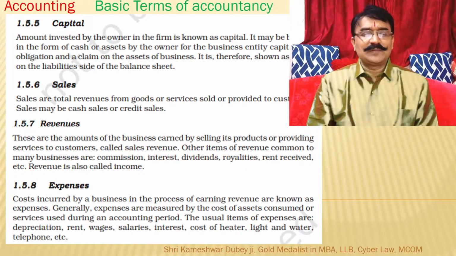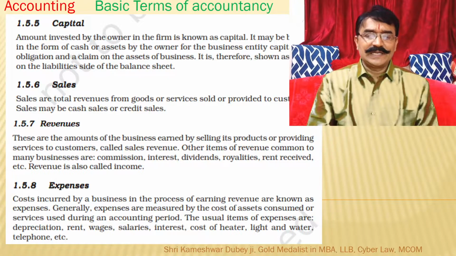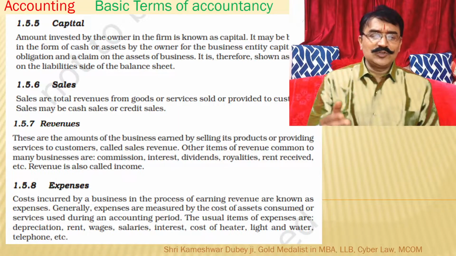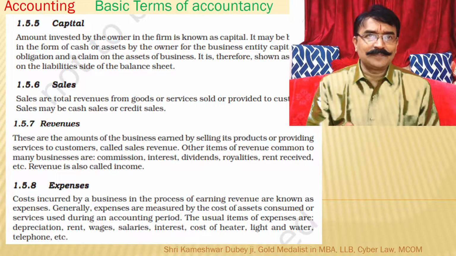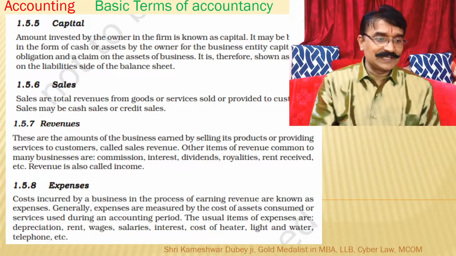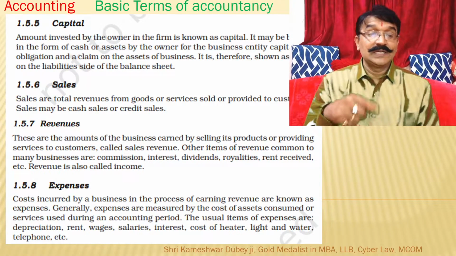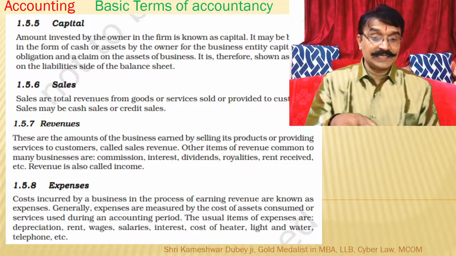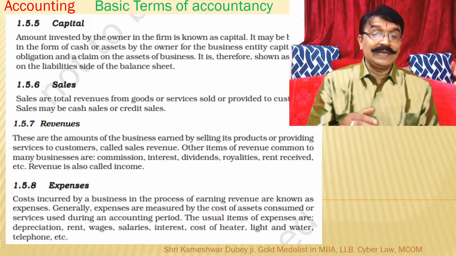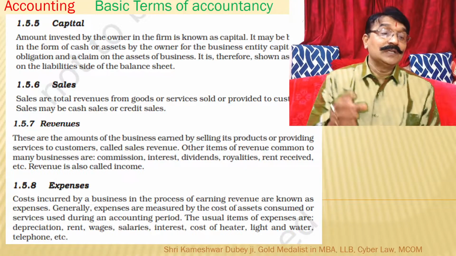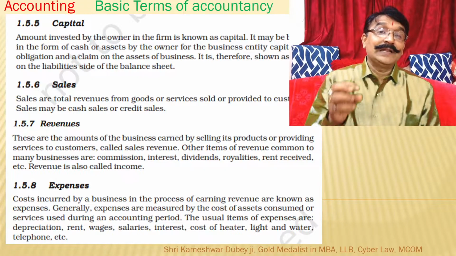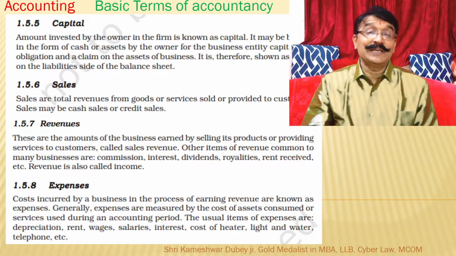Generally, expenses are measured by the cost of assets consumed or services used. So some of the usual items of expenses are depreciation, rent, wages, salary, interest, cost of heater, light, water, telephone. These all are recorded under the expenses head.